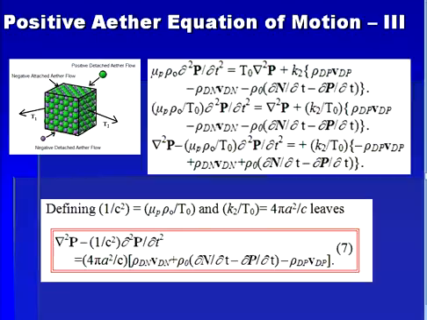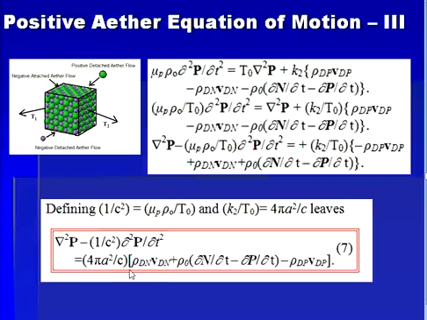We will now manipulate the expression for the positive attached ether equation of motion. Here we first repeat the equation that was derived on the previous slide. We will then divide both sides of this equation by t0 to result in the second equation. Then we will multiply each side of the equation by -1 and take the Laplacian term over to the left-hand side, and then do a little bit of rearrangement of the terms. We can then define 1 over c squared as equal to the mass density divided by the tension constant, and define K2 divided by the tension constant as 4 pi a squared over c, leaving the equation of motion for the positive attached ether in the form given by equation 7.